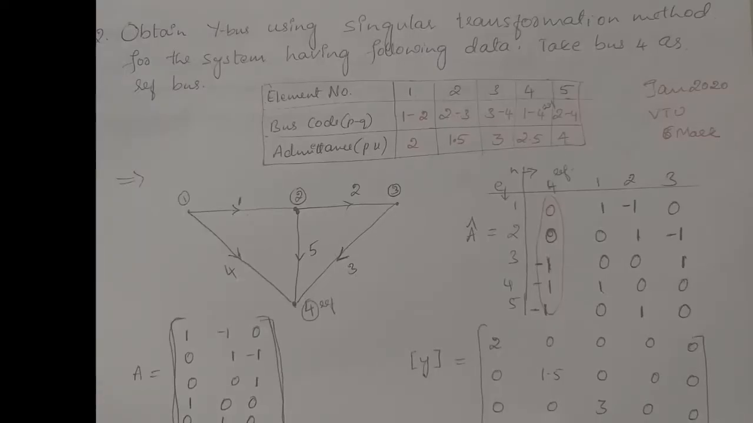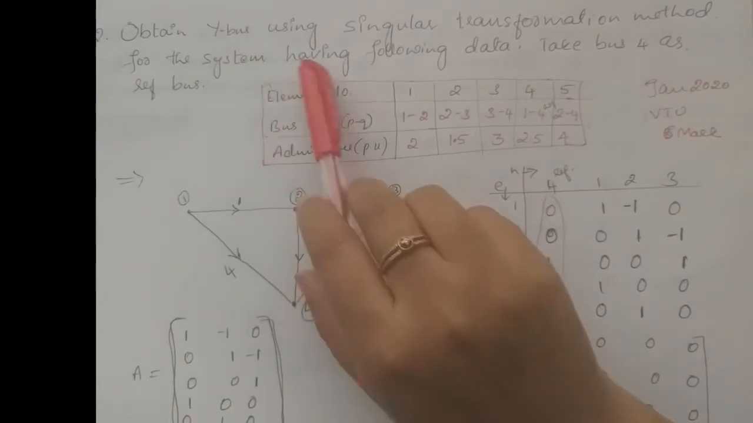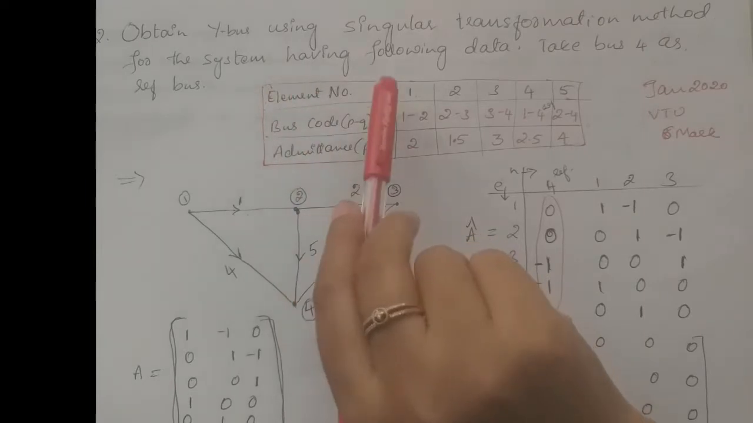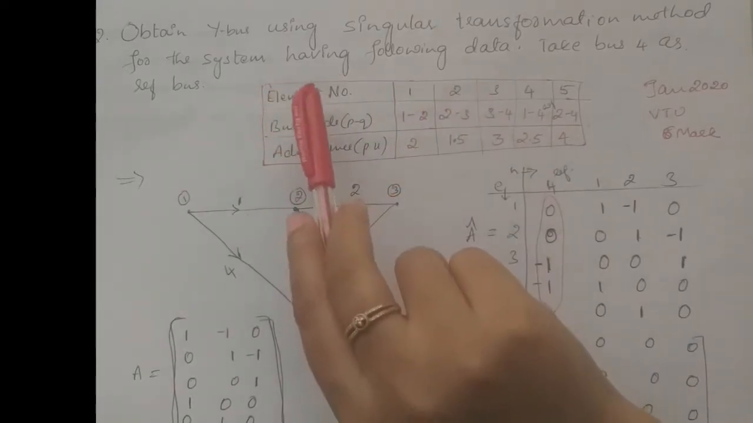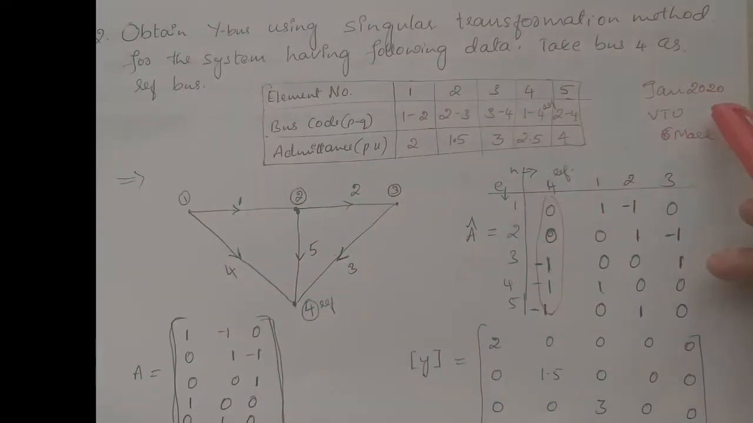Hello students, in today's class we are going to solve one more problem on formation of Y bus using singular transformation method. This is the problem given: obtain Y bus using singular transformation method for the system having following data. Take fourth bus as a reference bus. This is asked in January 2020 VTU question paper.